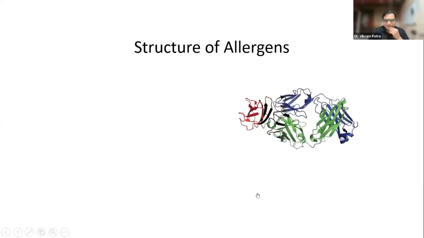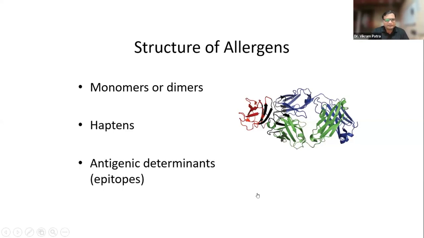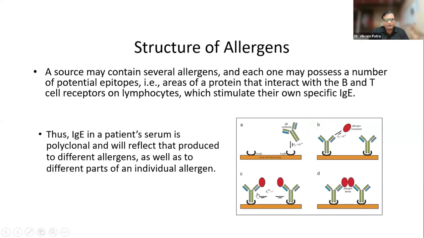As I mentioned, we are using crude extracts, so we should learn about the structure of an allergen in short. Allergens can be monomers or dimers, and they have antigenic determinants called epitopes, which are recognized by IgE. A source may contain several allergens, and each one may possess a number of potential epitopes, that is, areas of a protein that interact with the B and T cell receptors on lymphocytes, thus producing individual specific IgE for each epitope.